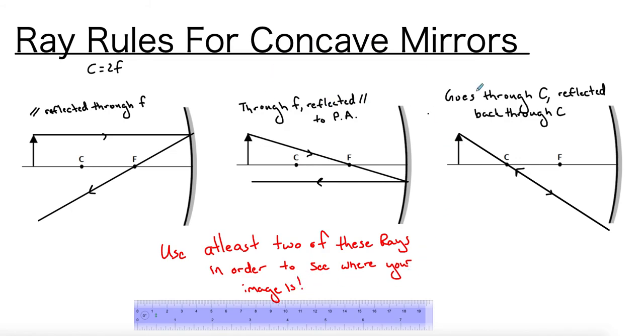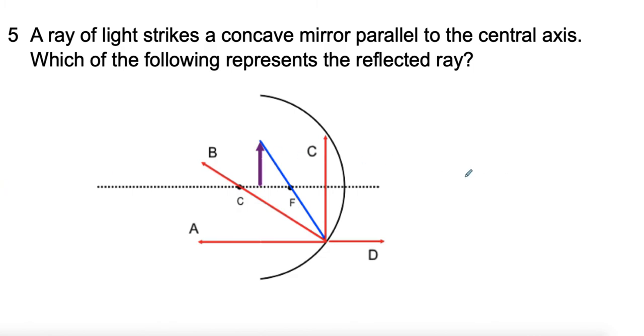Now these are just for the concave or converging mirror. We'll come back next time and take a look at examples of this, and then we'll also take a look at some diverging stuff in the future. But before we go, let's just make sure that you were paying attention.